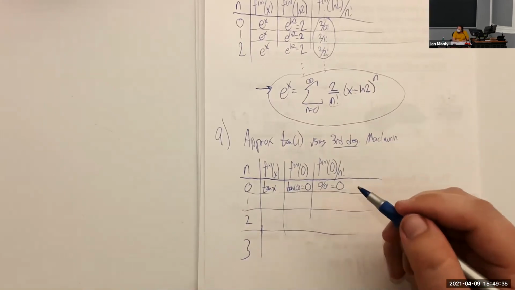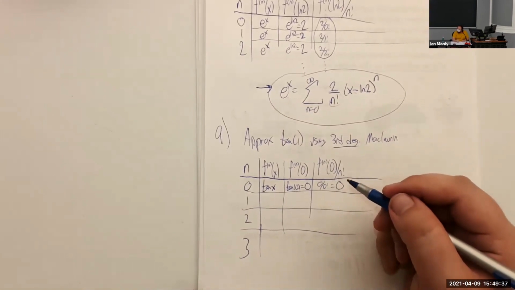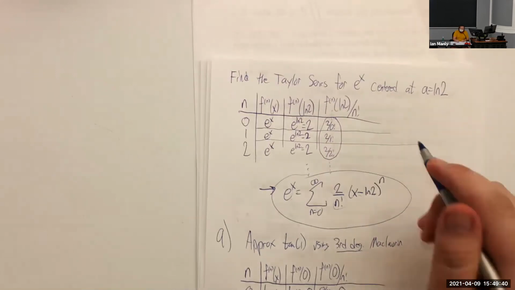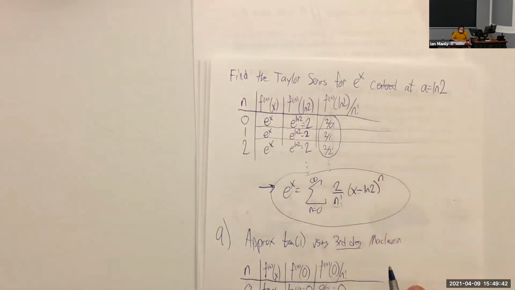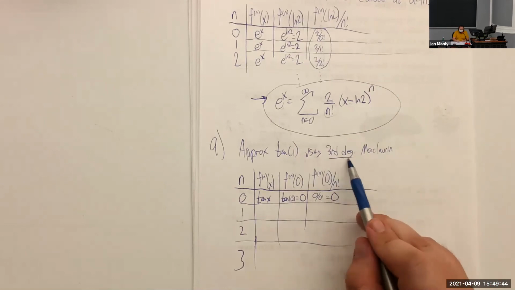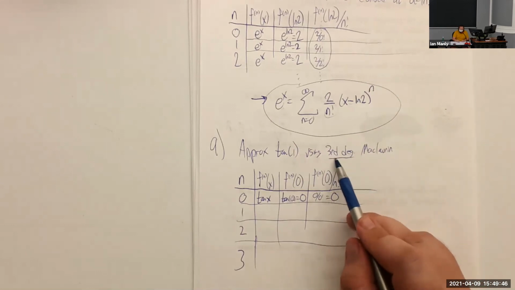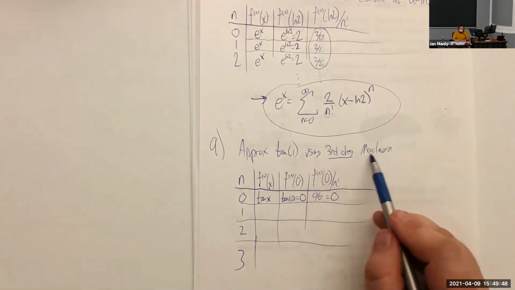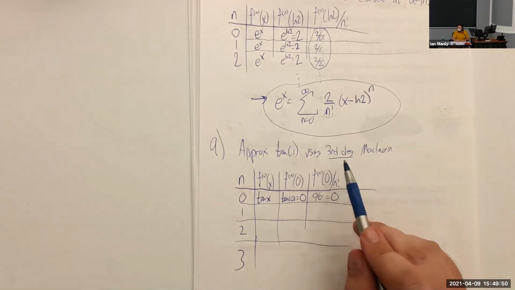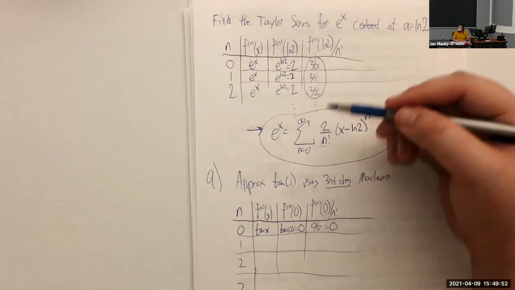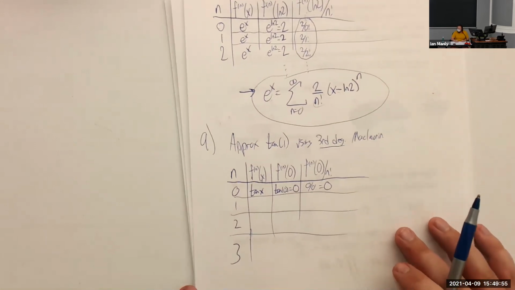Oh, how do we know when to make the table? You either make the table if you're centering a series somewhere other than 0, or if you're just making a Maclaurin polynomial, like a finite degree Maclaurin or Taylor polynomial. So pretty much these 2 problems here would be the instances where we would do that.